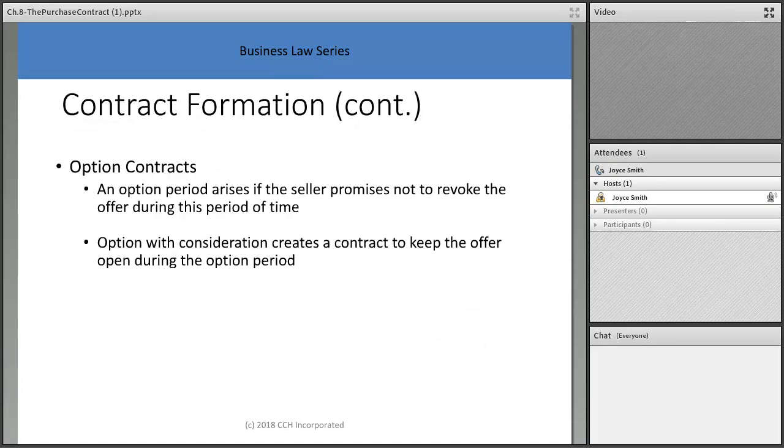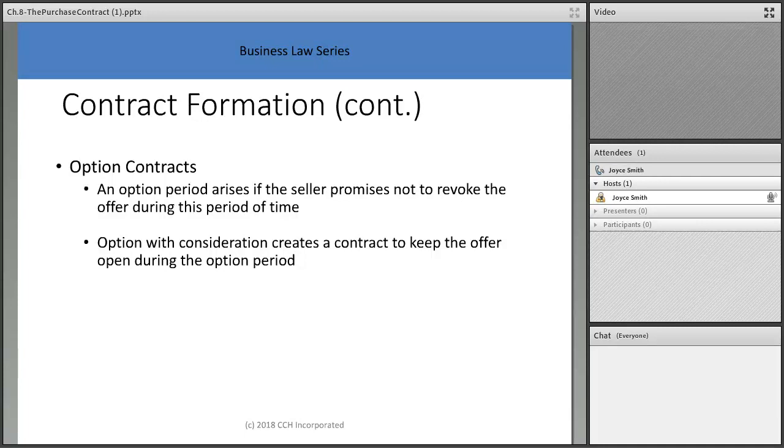Option contracts: basically an option period arises if the seller promises not to revoke the offer. An option with consideration creates a contract to keep the offer open. So think about Rookwood. How many of you are familiar with Rookwood over in Norwood, the shopping center over there? Okay, phase 3, they basically bought 75 houses. There were options to do that. It took them a while to get the approval. Little do we know they go through eminent domain and all the other stuff. But to buy multiple parcels like that, it takes time.